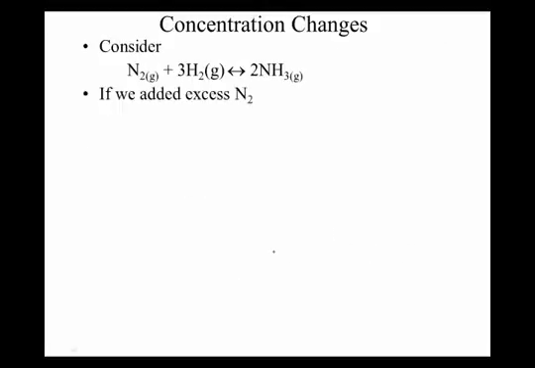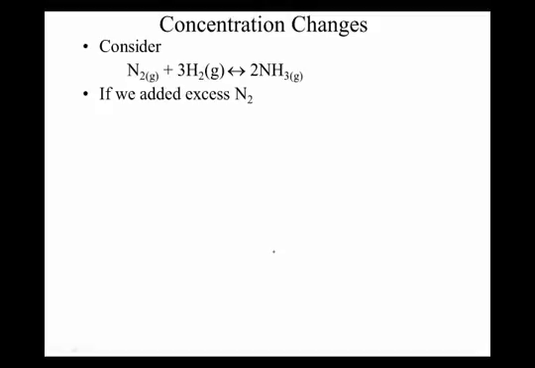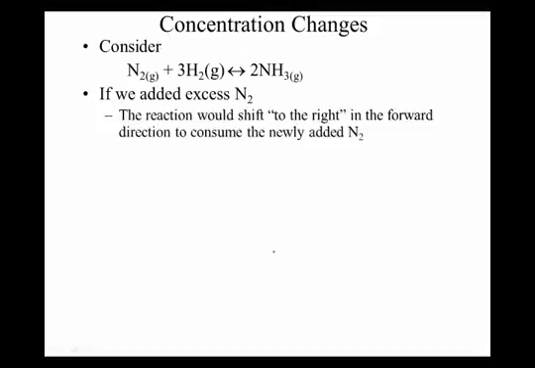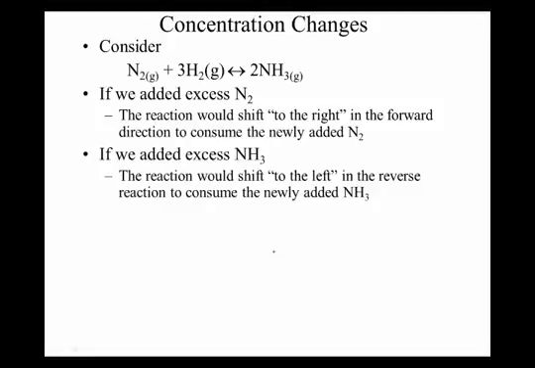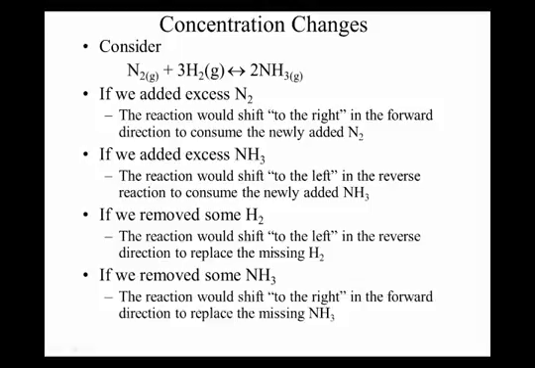So here we go. If I add excess N2, if I add nitrogen, the system's going to shift right to get rid of the extra N2, assuming it was already at equilibrium. If I add excess ammonia, it's going to shift left to get rid of it. If I remove hydrogen, it's going to shift left to replace it. And if I remove some NH3, it's going to shift right to replace it. Just think about it in those terms. It's going to try to remove any extra you add and fill in anything you take away.